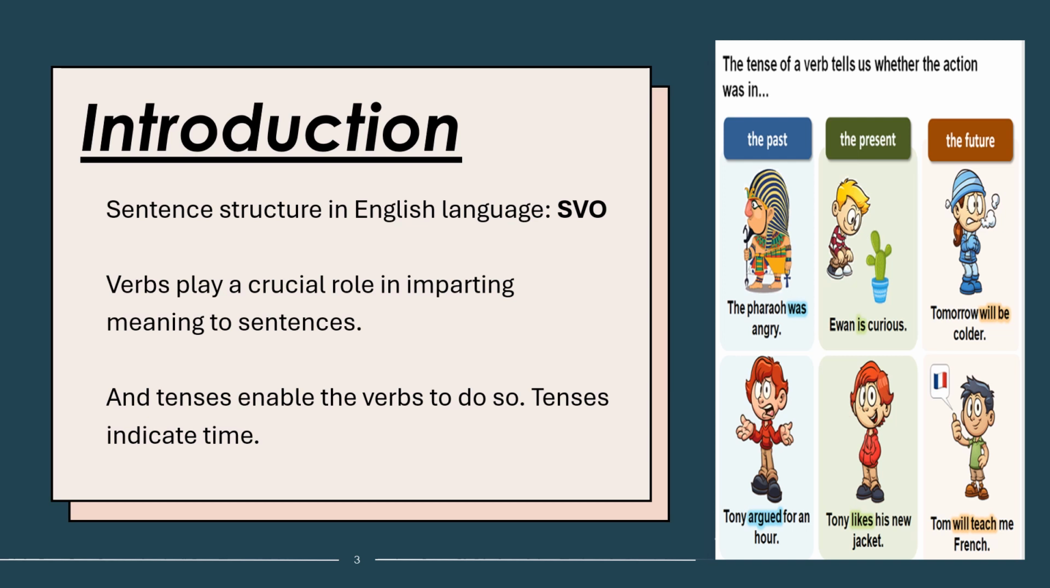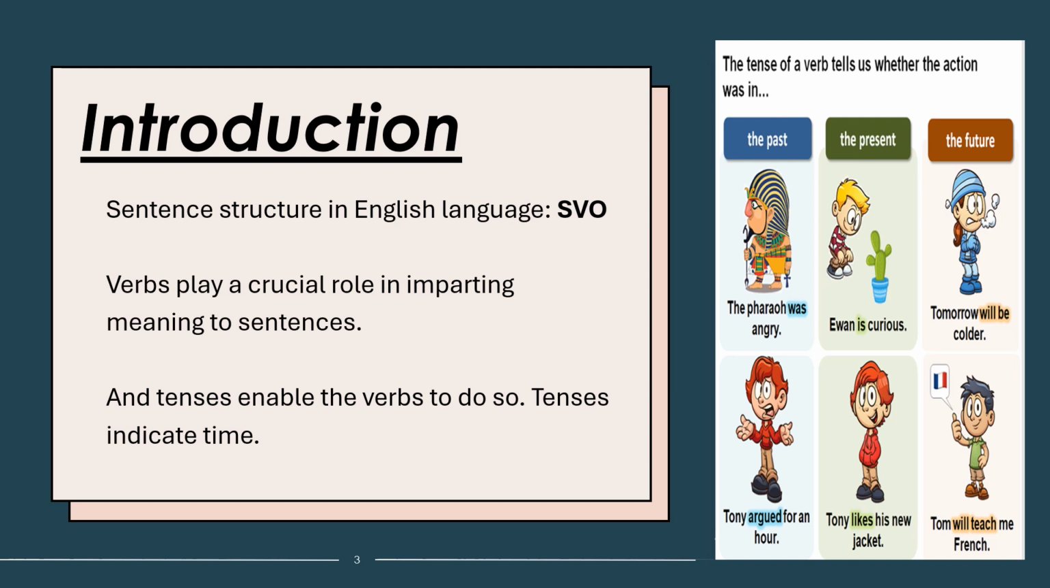What are tenses and why are they so important? Let's understand. First of all, let's begin with the sentence structure. It means how a sentence is formed in English language. So the sentence structure in English language is SVO, which means subject, verb, object.